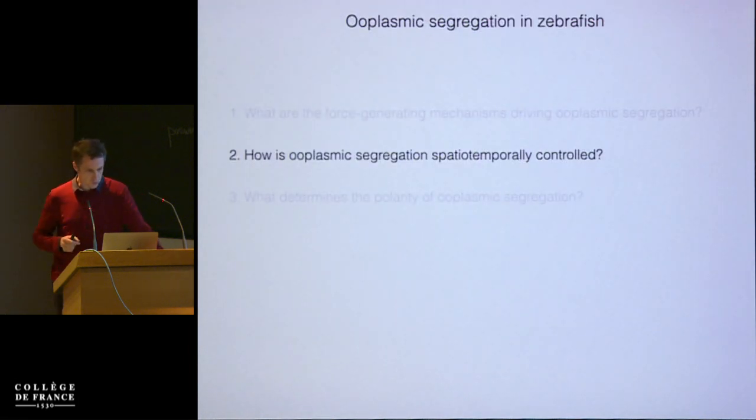Okay, so this sort of puts evidence that there's a wave of actomyosin being generated at the animal pole, traveling downwards and then triggering the ooplasmic flows. How is that spatio-temporally controlled? You have seen it comes at a certain period, and there's a frequency to it.